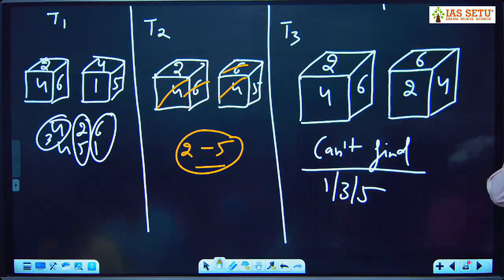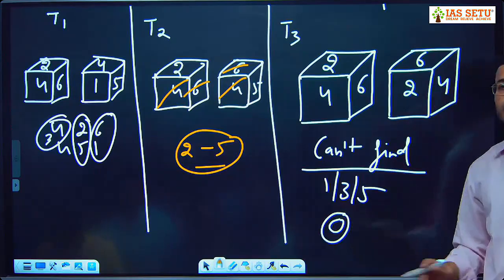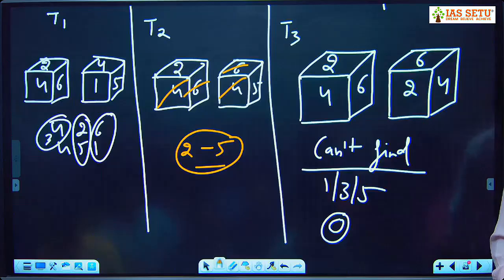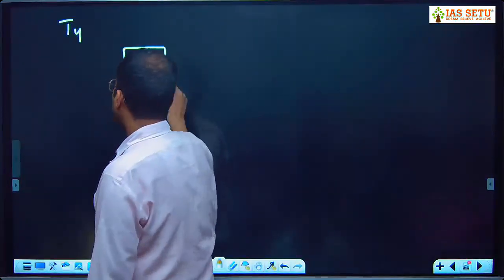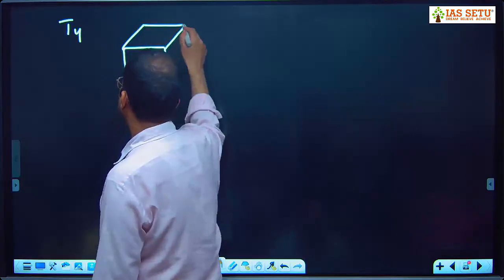Not even one pair out of all three pairs can be found. Zero pair we can conclude. We don't have any shortcut. Opposite of 2 can be 1, can be 3, can be 5. We cannot confirm here in this type 3. Next is type 4. Type 4 is when all three faces are different.